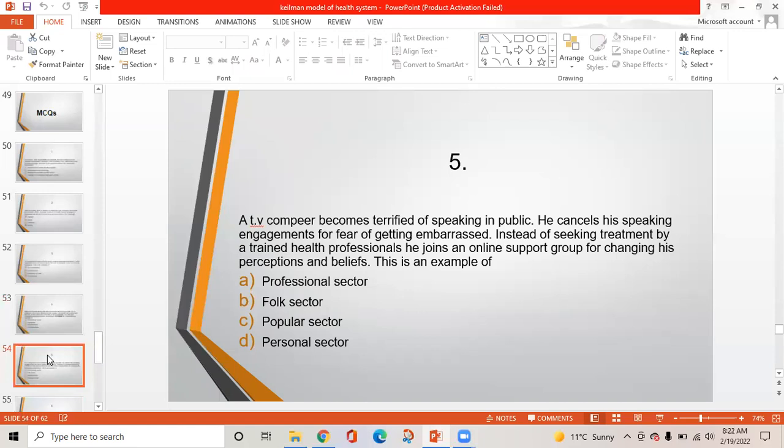D. This is an example of popular sector. Option C is the right one because he is joining a group of people for changing his beliefs and perceptions.